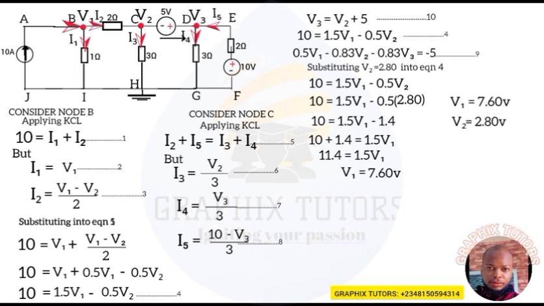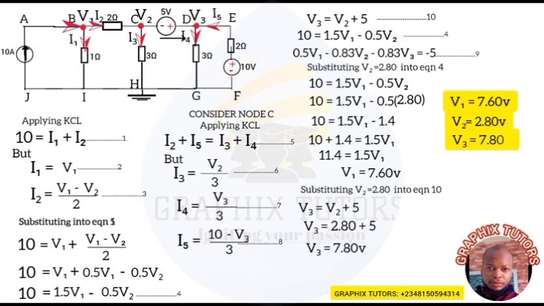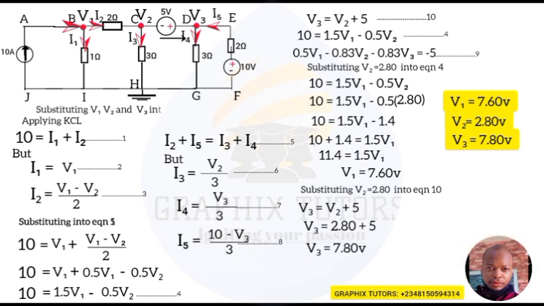Substitute your V2 equals 2.80 into equation 10, right? We know equation 10 is V3 equals V2 plus 5. So V3 will be equal to, instead of putting V2, you put 2.80, plus 5. So my V3 will be equal to 7.80 volts. Therefore, the value of my V1 is 7.6 volts, the value of my V2 is 2.80 volts, and the value of my V3 is what? 7.80 volts. So substituting into equations 2, 3, 6, 7, and 8.